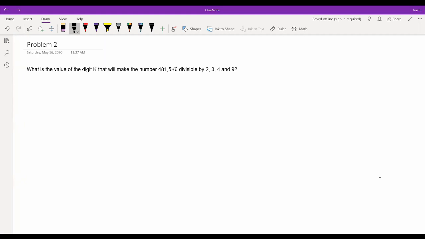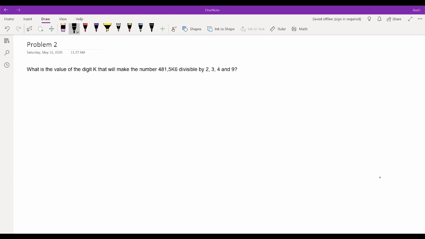Okay, now for our next problem, we want to find the value of a digit k in the number 4815k6 that will make it divisible by 2, 3, 4, and 9. This is pretty similar to the last problem where we wanted to find a certain number based on divisibility restrictions, but this problem is a lot more involved since it has to be divisible by 2, 3, 4, and 9.